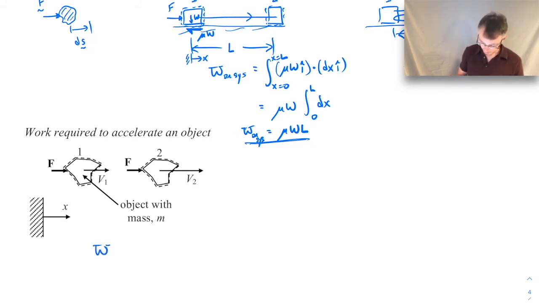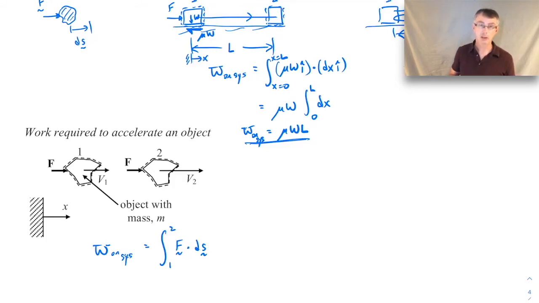So the work on the system, again, is going to be the expression of the force dot product with the displacement as I go from state 1 to state 2. And the force that I'm going to have to use to accelerate the object, if you just think about Newton's second law, force is equal to mass times acceleration. Here the mass is a constant, so force is equal to the mass times the acceleration. So this expression will look like mass times the acceleration.